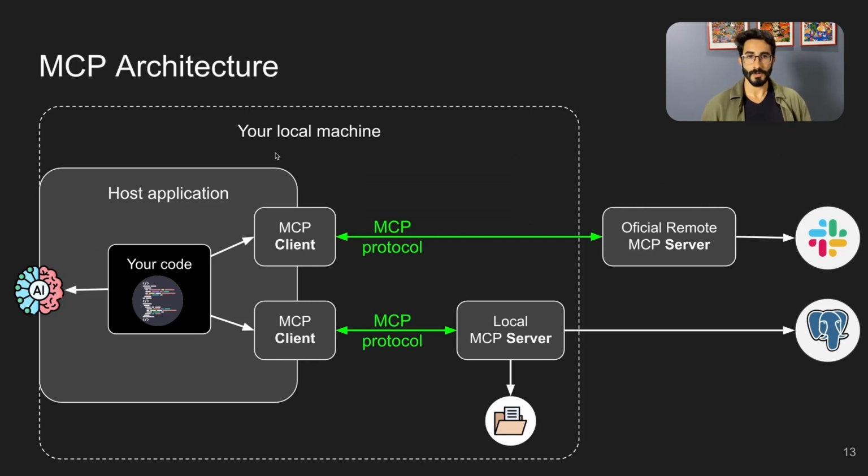We have here your local machine, which is running the host application. Your code is really doing most of the heavy lifting. It controls when and whether to call the AI model, when to call the MCP client, when to call tools. The AI model could be running either locally or remotely, doesn't matter. In this example, we have an MCP client which is connecting to a remote server, which could be, let's suppose, an official server from the Slack team.